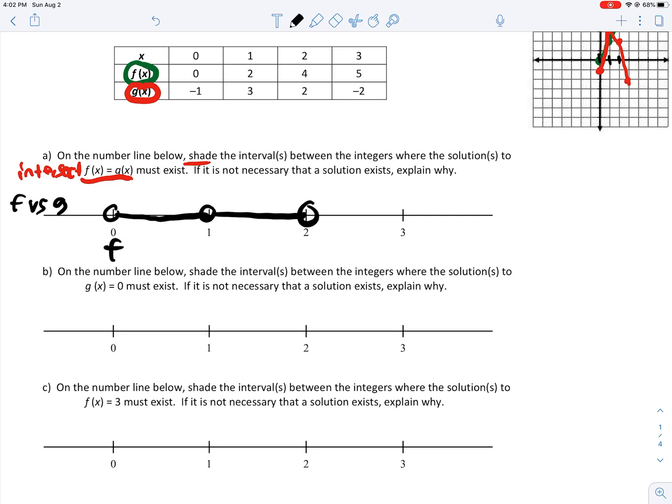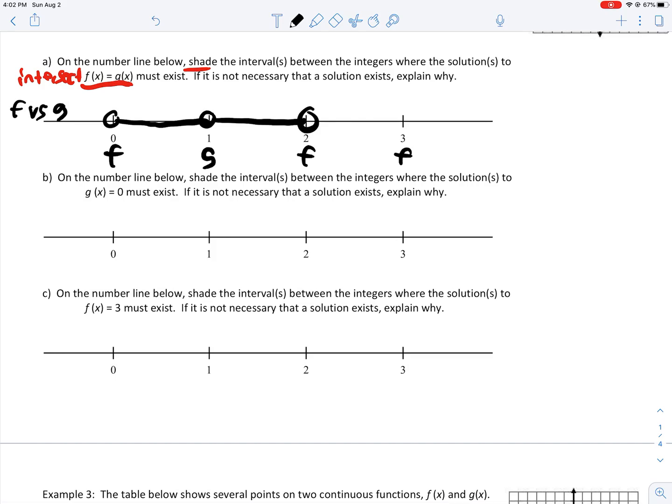So when x is 0, which graph is higher? F. Right? Because F is at 0, G is at -1. At 1, now G is higher. So F went from above G to below it. If it's continuous, that means it had to cross. So that's why I would shade. Now at 2, F is higher again. So F was higher, then below, now back above, so it had to cross again. So I would shade. Now at 3, F is still higher, so F has not crossed G again. That's how you'd use the table.